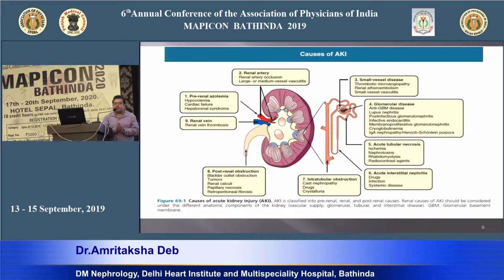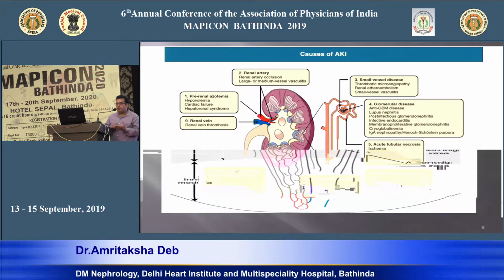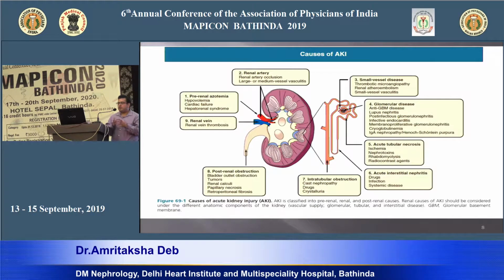The causes of acute kidney injury, as we very well know, can be classified into pre-renal, that is hypovolemia, cardiac failure, hepatorenal syndrome. Then the renal causes. In the renal, again, there are three aspects. One is the tubulointerstitial system, the tubules, that is acute tubular necrosis, and the glomerulus. In addition to that, vascular involvement might also be there. The important thing to note is that most acute kidney injury is acute tubular necrosis.